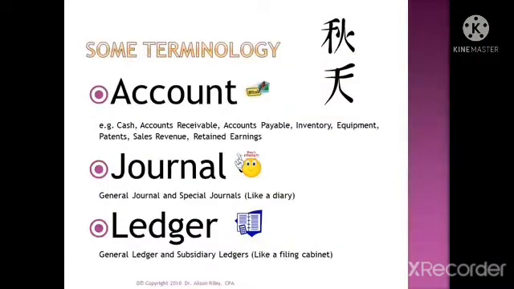Here are some important terms that you need to know before we proceed any further. An account is simply a record or list of activity for each element of the financial statements that we're interested in. Examples include cash, accounts receivable, accounts payable, inventory, equipment, patents, sales revenue, and retained earnings. Because of the nature of the accounting cycle, it's possible, theoretically at least, to check the result of activity to date in most of the accounts.